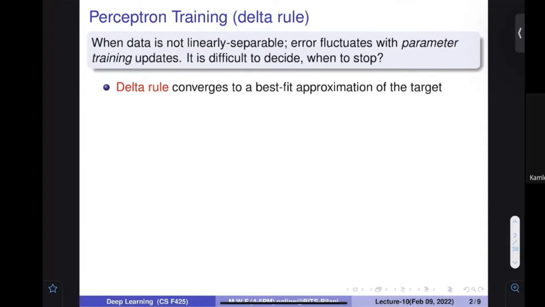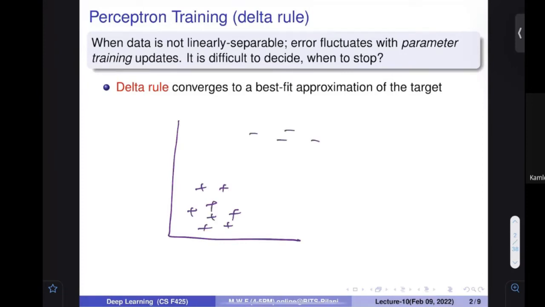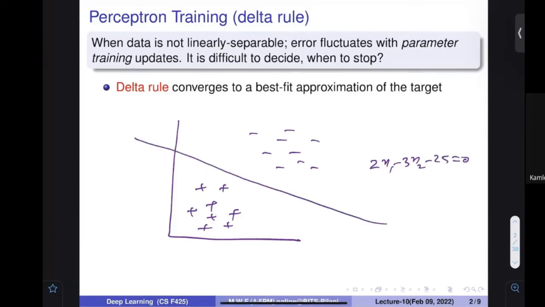All right, so in the last few classes we were discussing that, let's assume there is some category of items here and some category of items over here, and if you want to do the classification, then you can draw a line. Here our assumption was that the data was linearly separable. So you can draw a line on that. For example, it is going to be 2x1 minus 3x2 minus 25 is equal to 0. If this is a line, I may be totally wrong, but this is a line.